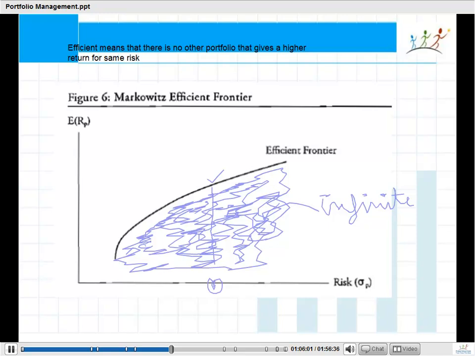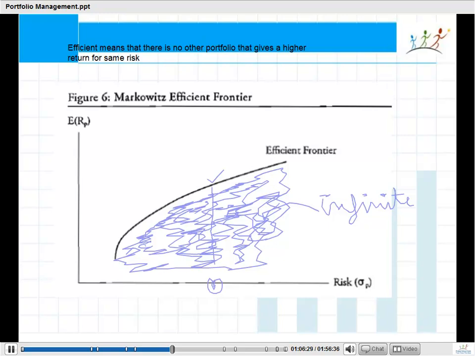So all these black portfolios are efficient. That is, for their level of risk, they give the highest return. If you want an even higher return, you will have to take on more risk. Now the question is, which black portfolio will an investor invest in? That will depend on his risk tolerance. That will depend on his indifference curves.